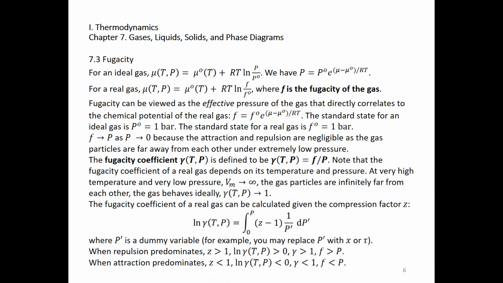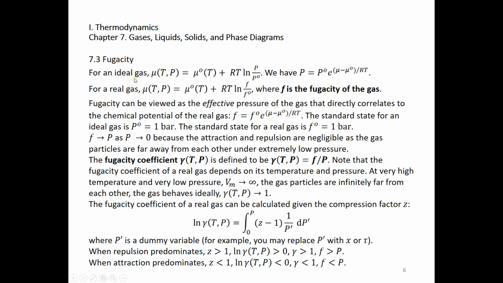Chapter 7 Gases, Liquids, Solids, and Phase Diagrams. Section 7.3 Fugacity. For an ideal gas, its chemical potential is equal to its standard chemical potential plus RT times the natural logarithm of P over P naught. How do we get this equation?